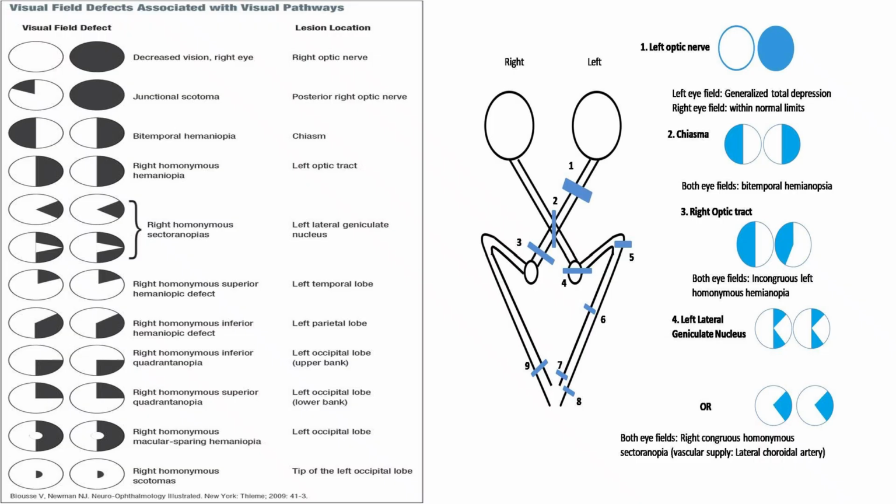Second image, first lesion, left optic nerve. Second lesion, optic chiasma, bitemporal hemianopsia. Third lesion, right optic tract, incongruous left homonymous hemianopia. Fourth lesion, left lateral geniculate nucleus. Right congruous homonymous sector anopia.